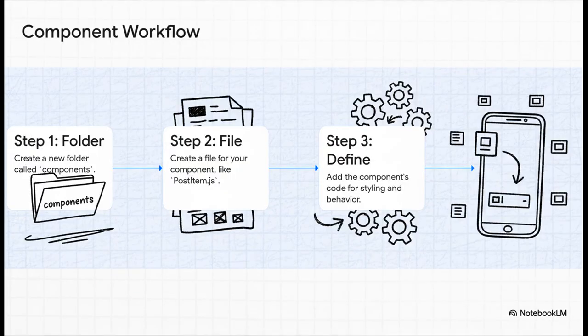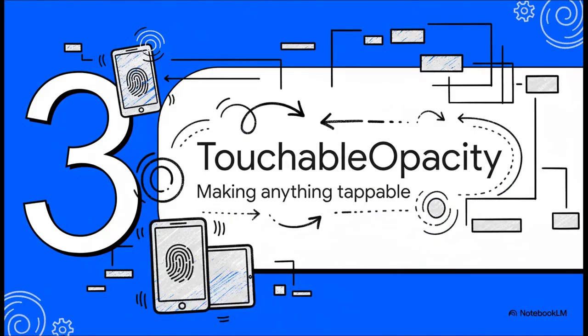And getting this set up is incredibly straightforward. Seriously. First, you just create a new folder. You can call it Components. Then, inside that folder, you make a new file for your component. You define how it looks and what it does right there, in that one place. And from that moment on, you can import and use that component anywhere you want in your app, as many times as you need.